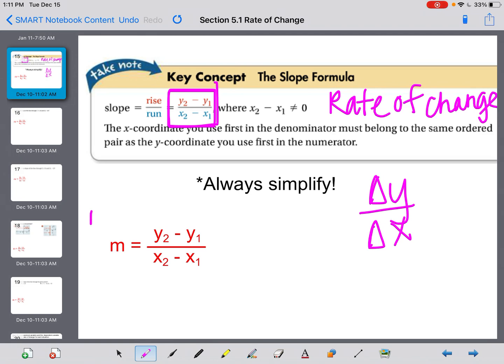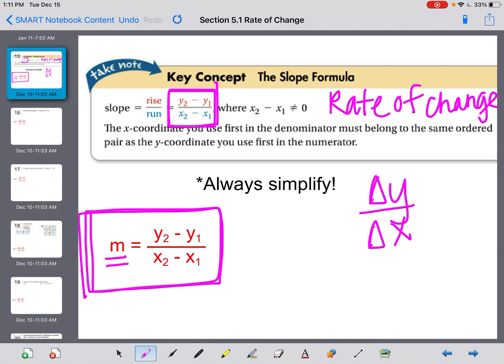y2 minus y1 over x2 minus x1. Remember that those little numbers are not exponents. That just means the second y minus the first y over the second x minus the first x. And remember that m stands for slope.